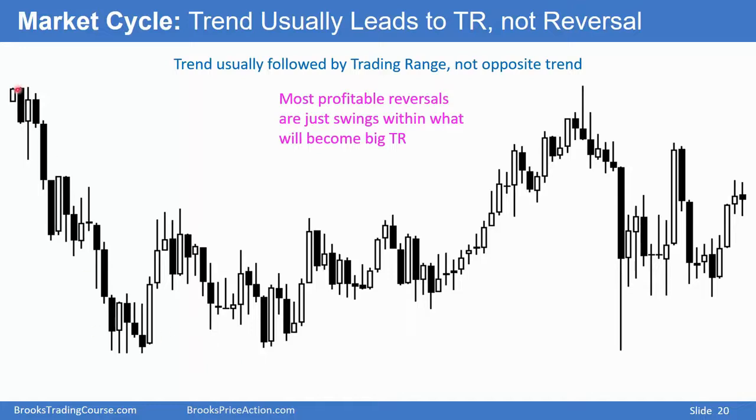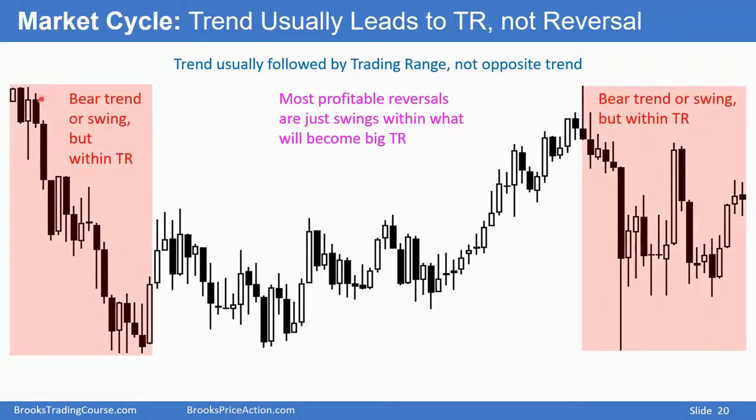Here's a bear trend; it usually is followed by a trading range. It was followed by a trading range here, and ultimately even a very big trading range here. Usually a bear trend is not followed by a bull trend and then a bear trend. At best, you usually get a swing, 20, 30, 40 bars in the opposite direction. A bear trend or swing with bad follow-through looks like a bear leg in a trading range. We're staying above the lows over here, staying below the highs over here. That means this bear trend is simply a leg within a big trading range.